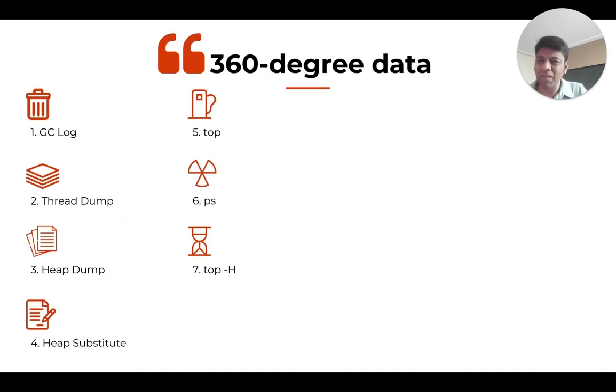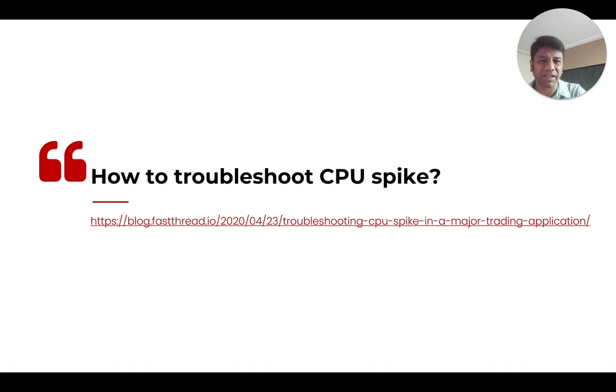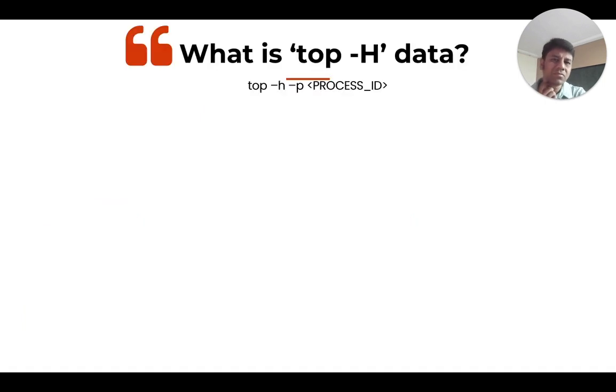Top-H. Friends, how many of you have used top-H? The top command has one secret option called top-H, which is very helpful to troubleshoot CPU spikes. Now look at this. You can issue this command: top-H -p process ID. When we issue the top command, it displays all the processes running on the container and what the CPU and memory utilization is. When we issue top-H -p process ID, it displays all the threads running within that process and the CPU and memory consumption of each of them.